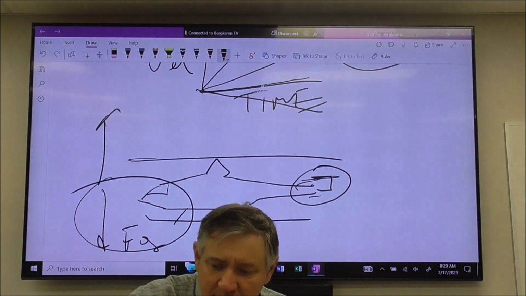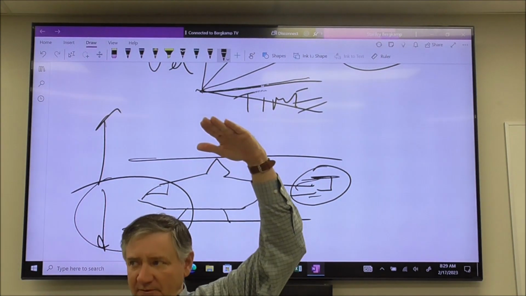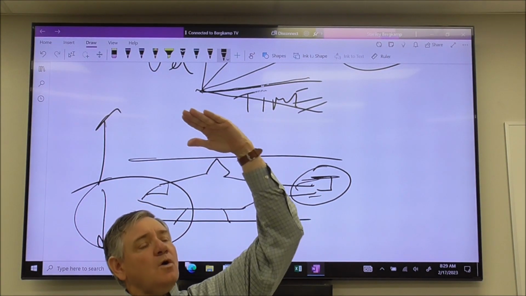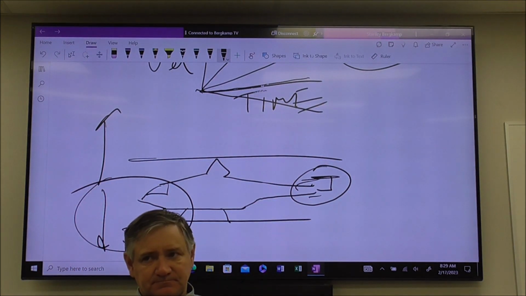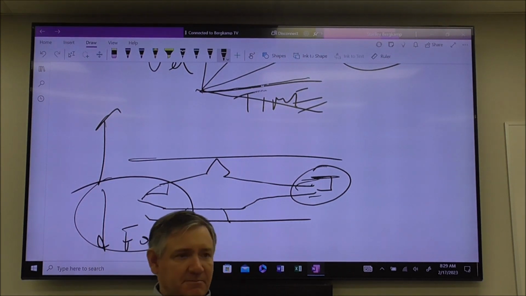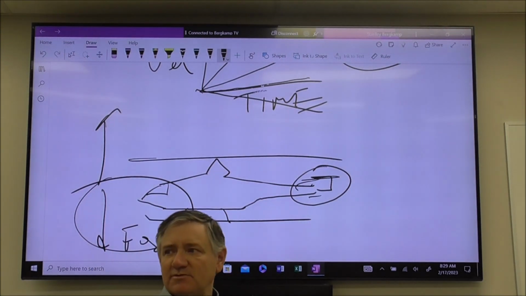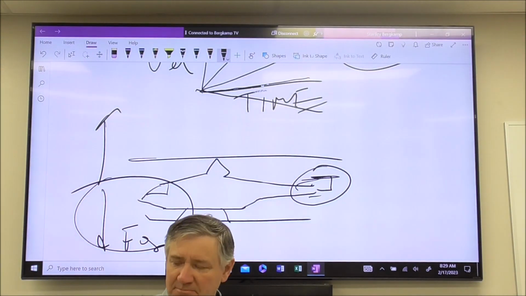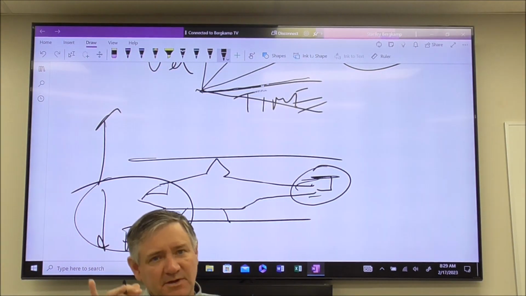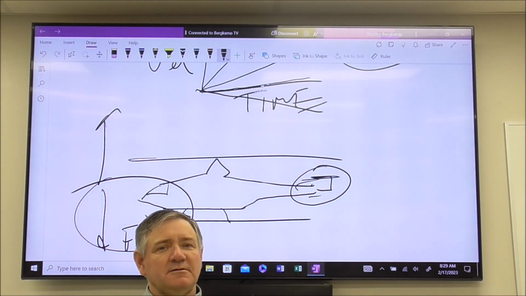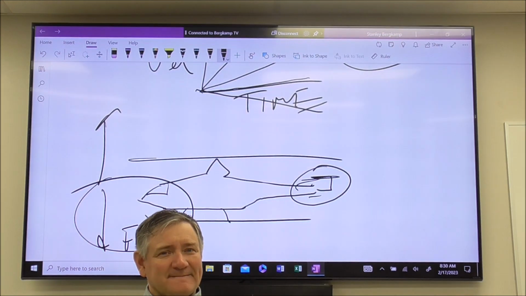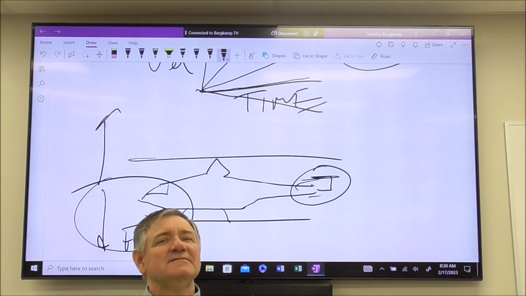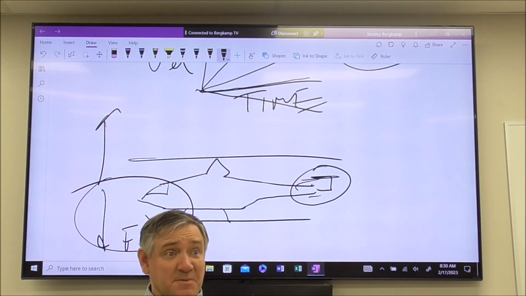Now, if I'm going to make the helicopter get off the pad, what do you know about my applied force relative to my opposing force? Does my applied force have to be bigger or smaller than my gravitational force? Hector? To make it go up, yes. Yes, it has to be bigger, right?